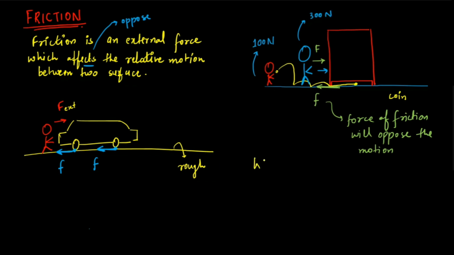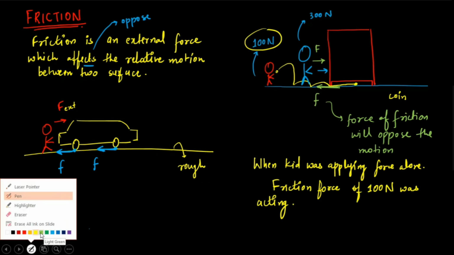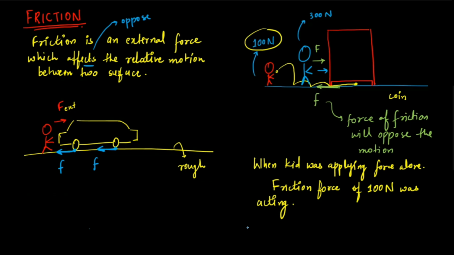So when the kid was applying force alone, how much friction force must be active? Friction force of the same magnitude, 100 newtons, was acting at that point. So initially, when the boy was applying 100 newtons of force, the friction force at that time is also 100 newtons. This is what we need to understand.